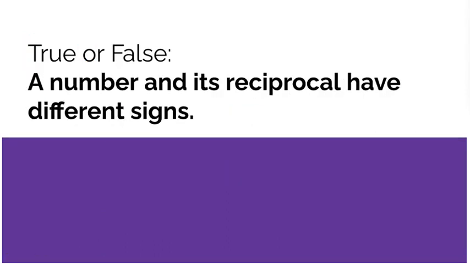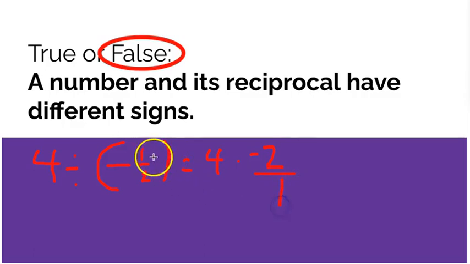A number and its reciprocal have different signs. That's false. If I have 4 divided by negative 1/2, it's going to be the exact same as 4 times negative 2, or negative 2 over 1. Because remember, reciprocal is just taking the fraction, putting the numerator into the denominator and the denominator into the numerator. The sign carries through.